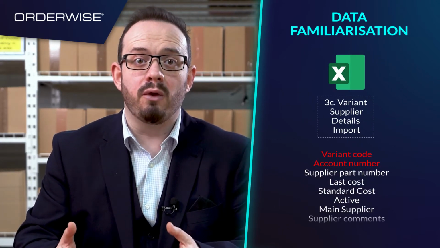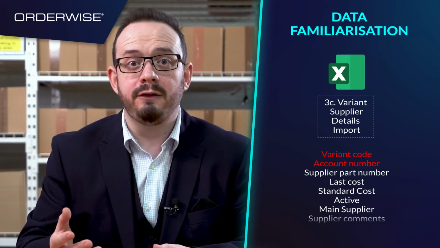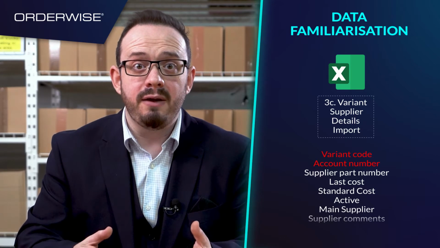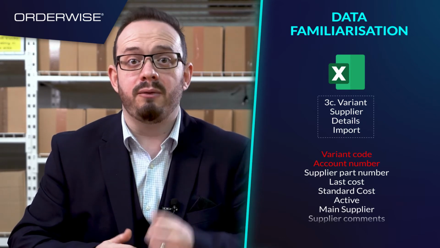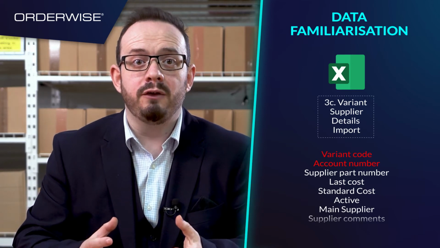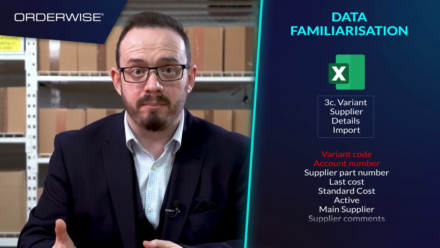This helps you to make sure that the right item is ordered from the right place, on time, and in the right quantities. To start with, the import is simply going to ask you for the variant code and the supplier account number. This will let OrderWise know who you can purchase these items from.